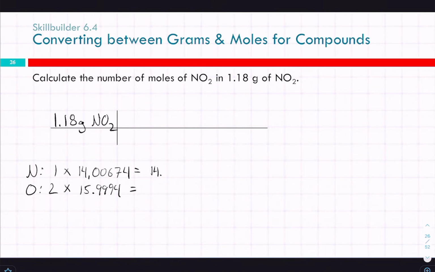So 14.00674, and 15.9994 times 2. Add those two together and you get 46.00554 grams per mole of NO2.